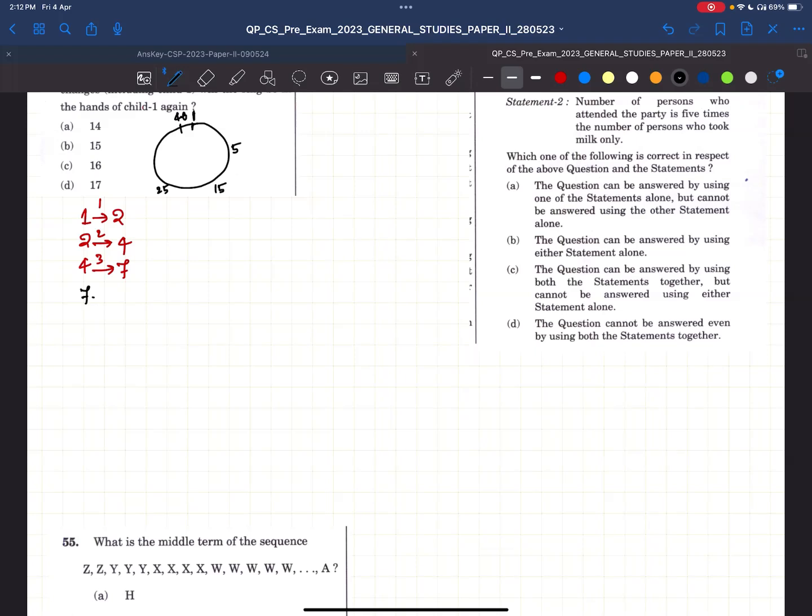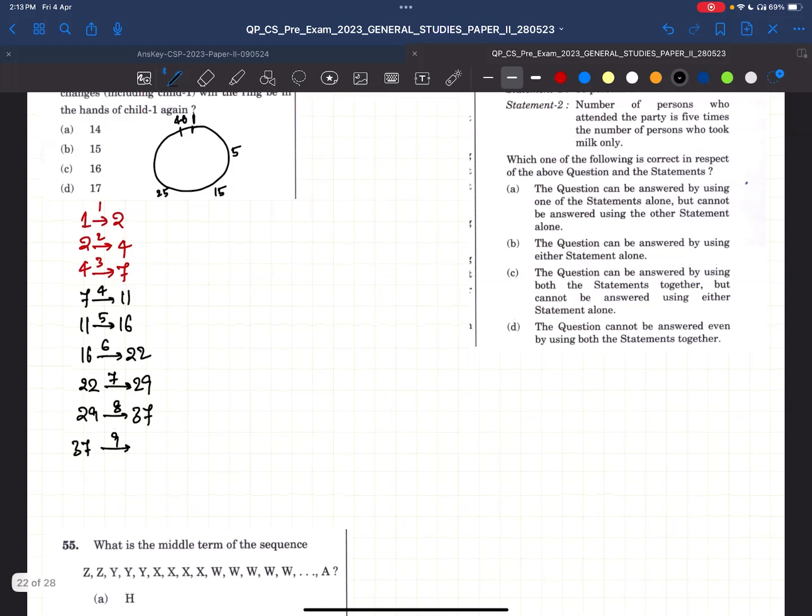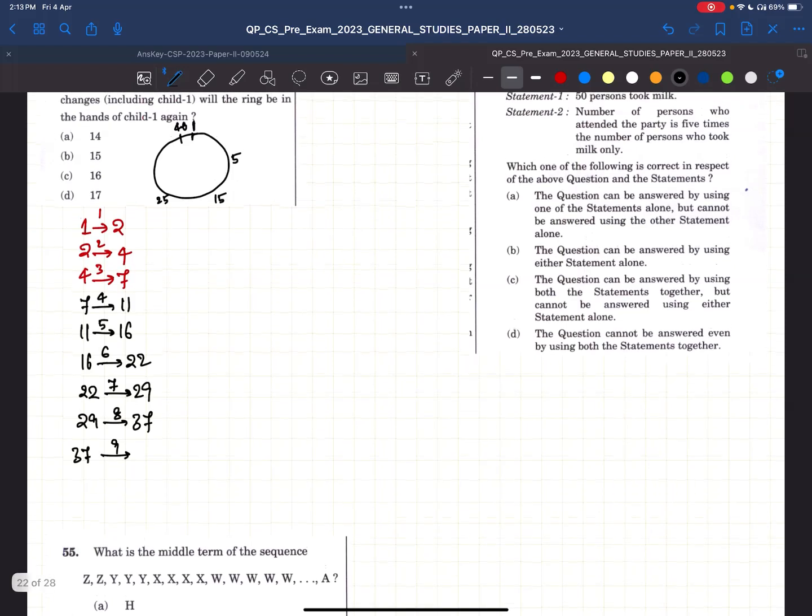Now, from 7, the difference will be 4. It will become 11. From 11, the difference is 5. It will become 16. From 16, when you add 6, it will become 22. From 22, add 7, it becomes 29. From 29, add 8, it will become 37. From 37, the 9th person. Since these people are circular, who will be the 9th person? After 37, there is 38, 39, 40, and next we will start from 1.